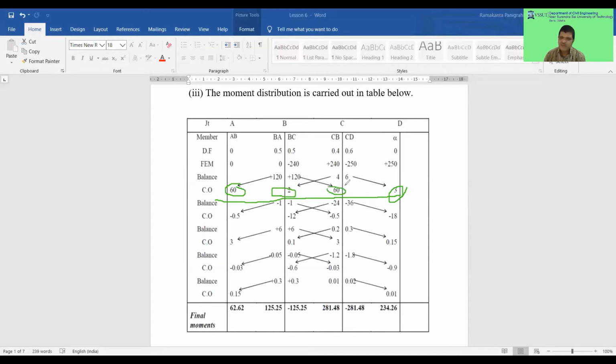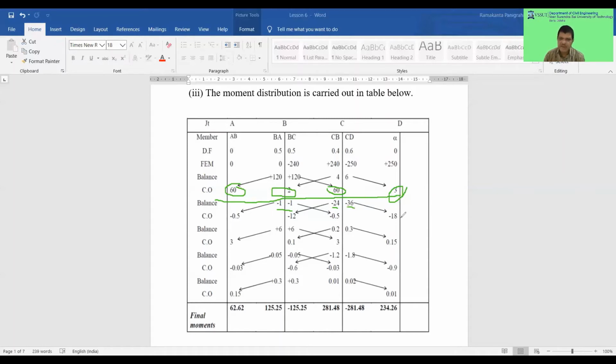Now, in one cycle, what do you find? From minus 240, it is now coming to plus 2. From plus 240, now it has come to 60. So now it has been reduced to that value. So we will go on doing this till the value converges. Now here it is plus 2, so you have to apply minus 2, and then that will be distributed in the ratio 0.5 and 0.5, minus 1, minus 1. Similarly, plus 60 here, then apply minus 60. Minus 60 into 0.4 becomes minus 24. Minus 60 into 0.6 becomes minus 36. Then again, the same carryover.